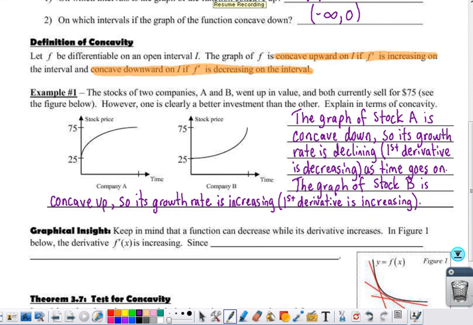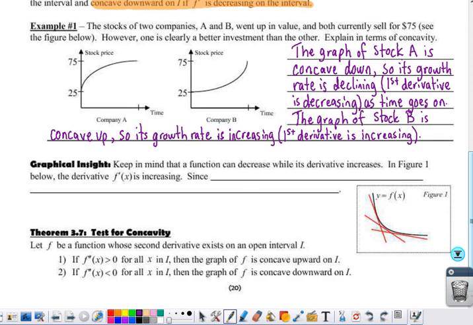All right, so the next section that we have there, we're looking at the graph in figure 1. And we just want to recognize that a function can decrease while its derivative is increasing. So if you look at figure 1, f prime is increasing. And what we can say is, since the tangent lines are getting less steep, their slopes are becoming less negative.